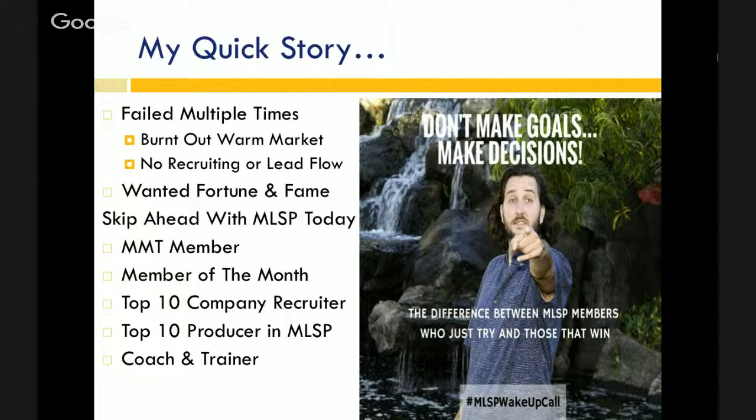So one thing, I'll give you a couple of my accolades here. If you skip ahead today, I'm on the advisory board, the MMT. I'm an MMT member with My Lead System Pro, which is the #1 attraction marketing system on the internet today. And I've been the member of the month with them. I'm a top 10 company recruiter multiple times in my company. I'm also a top 10 producer inside of My Lead System Pro, which is, again, #1 attraction marketing system, period.